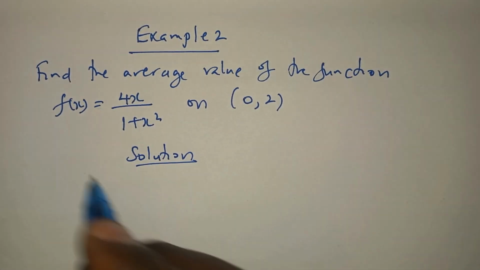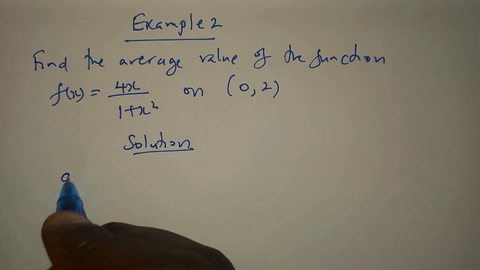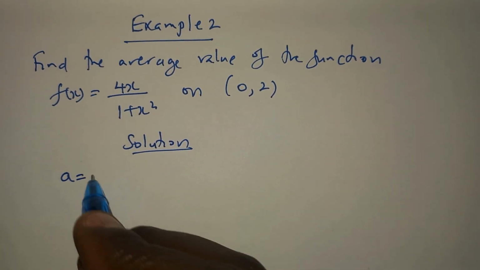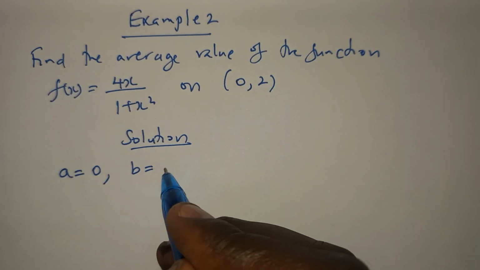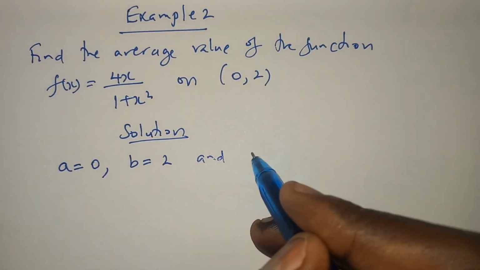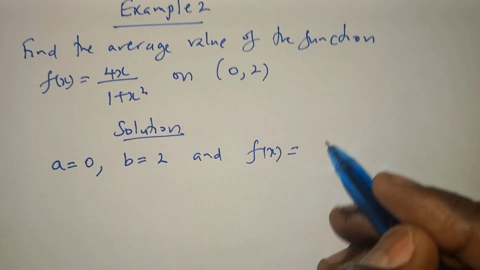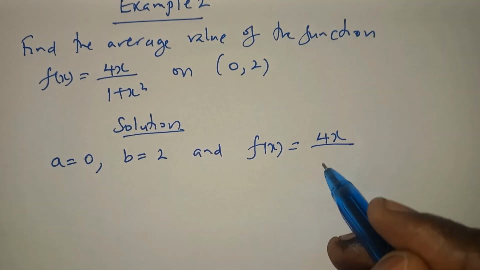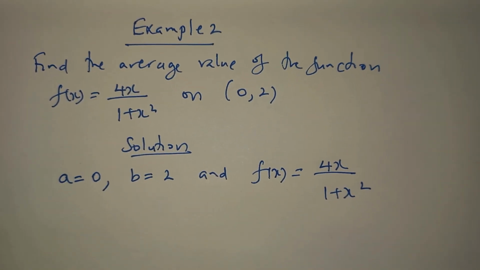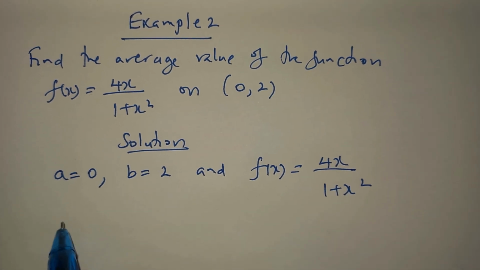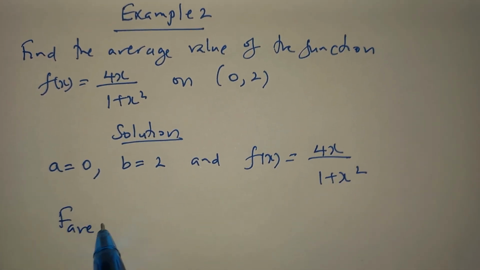from the given problem, we can see clearly that the value of a, which is the lower limit, is 0. The value of b, which is the upper limit, is 2. And the function itself is 4x over 1 plus x squared. Now, from the definition of the average value of a function, we have this.